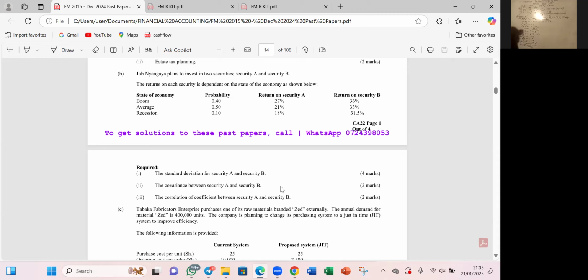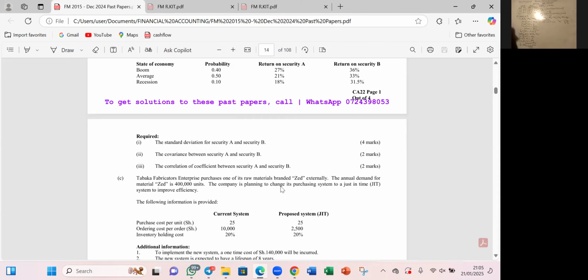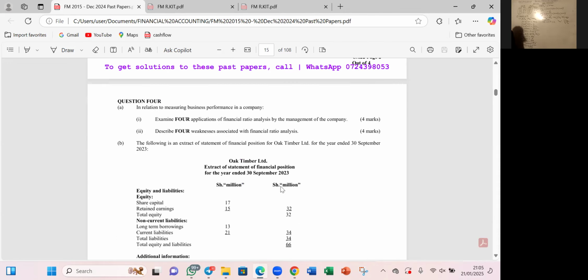Then correlation of coefficient. You know the formula for correlation coefficient of A and B is equal to the covariance of A and B divided by the standard deviation of A and the standard deviation of B, which you will have got from part A. So part A and part B will give you the answer for part 3. So that's Assignment number 1, December 2023, question number 2B. Make sure you do it and you share with me.